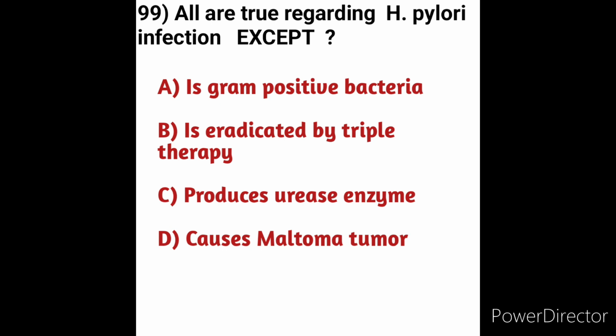Helicobacter pylori is a bacteria that causes peptic ulcer. H. pylori is a gram-negative spiral-shaped bacterium that causes peptic ulcer. So here option A, gram-positive bacteria, is not correct. H. pylori infection is caused by gram-negative bacteria. So here option A, gram-positive bacteria, is the exception. True regarding H. pylori infection is eradication by triple therapy, produces urease enzyme and causes myeloma tumor. Next we will move on to question number 100.